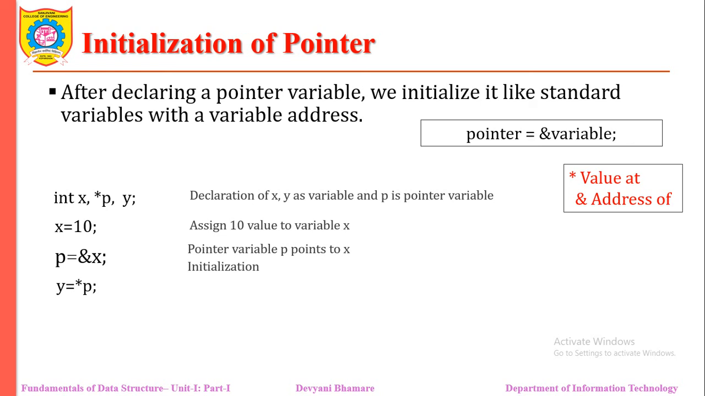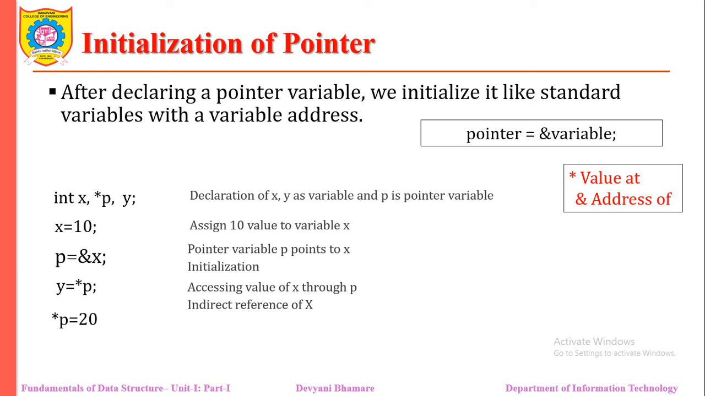Then when we say y is equal to value at p, what does it mean? We are accessing the value of x indirectly. We are not using the name of x, but we are using the address of x, which is already stored in p. To get the value stored at the address of x, we use the asterisk operator. That way we are assigning the value of x to y through p, so we have an indirect reference to x.